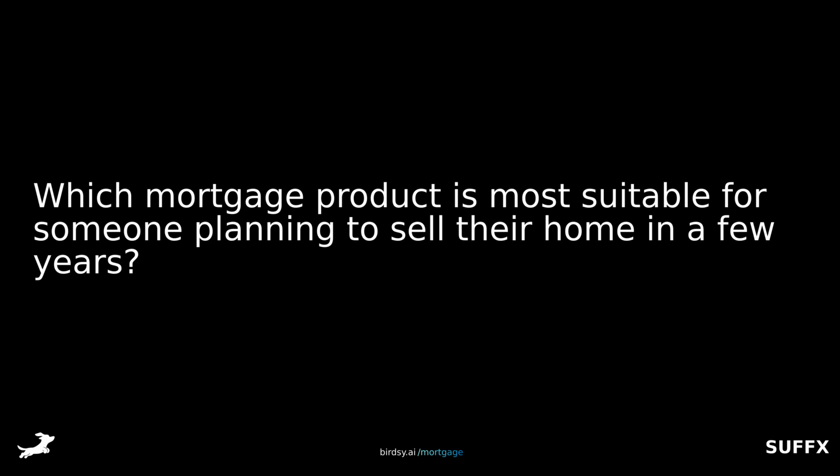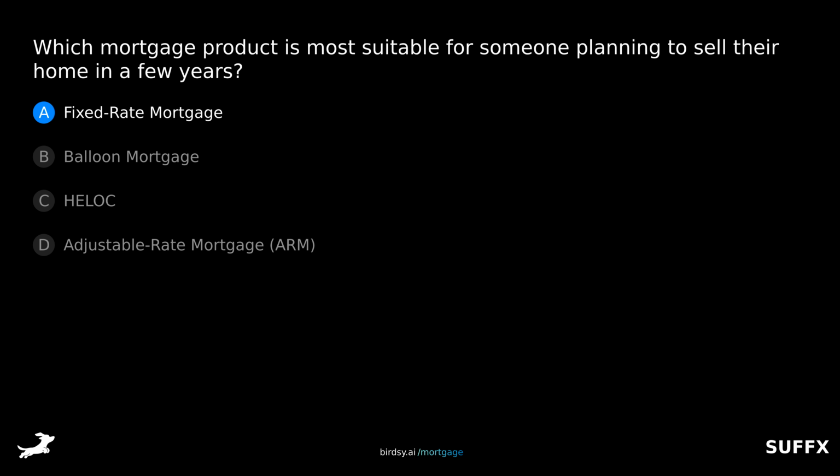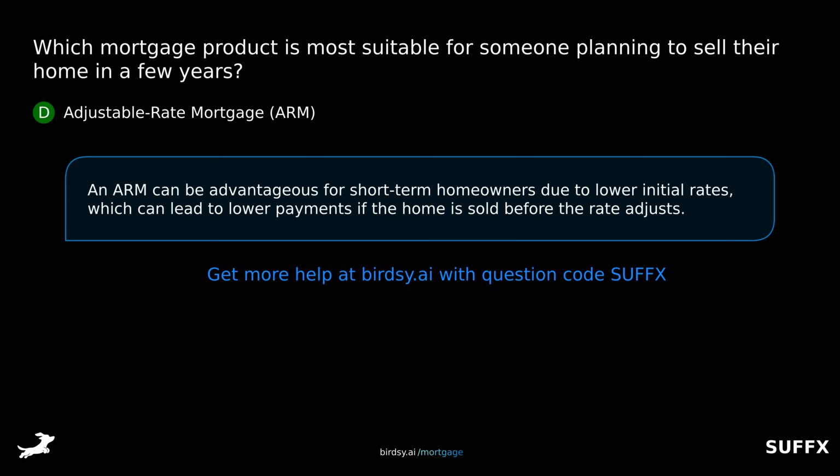Which mortgage product is most suitable for someone planning to sell their home in a few years? Is it A, fixed-rate mortgage, B, balloon mortgage, C, HELOC, or D, adjustable-rate mortgage? The answer is D, adjustable-rate mortgage. An ARM can be advantageous for short-term homeowners due to lower initial rates, which can lead to lower payments if the home is sold before the rate adjusts.